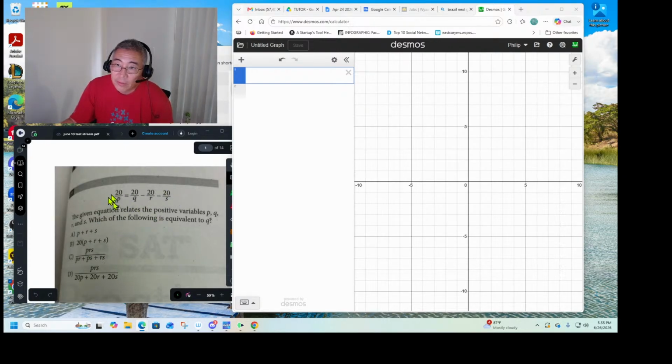They give you this terrible expression. And it says the given equation relates the positive variables p, q, r, and s. Which of the following is equivalent to q? So there's four variables, p, q, r, and s. And they basically say that q is equal to each one of these. So q is equal to this first expression, q is equal to the second expression, q is equal to the third expression, q is equal to this fourth expression. And they would like to know which one of these is equivalent to this expression.